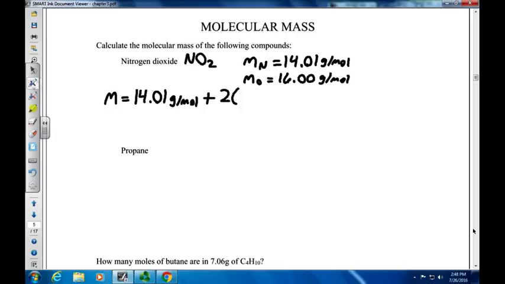But instead of writing each oxygen out, you just put a 2 in front because you're going to multiply 2 times 16.00 grams per mole. And once you've done the arithmetic, you'll find that the molecular mass of nitrogen dioxide is 46.01 grams per mole. And that's it. That's all there is to it.